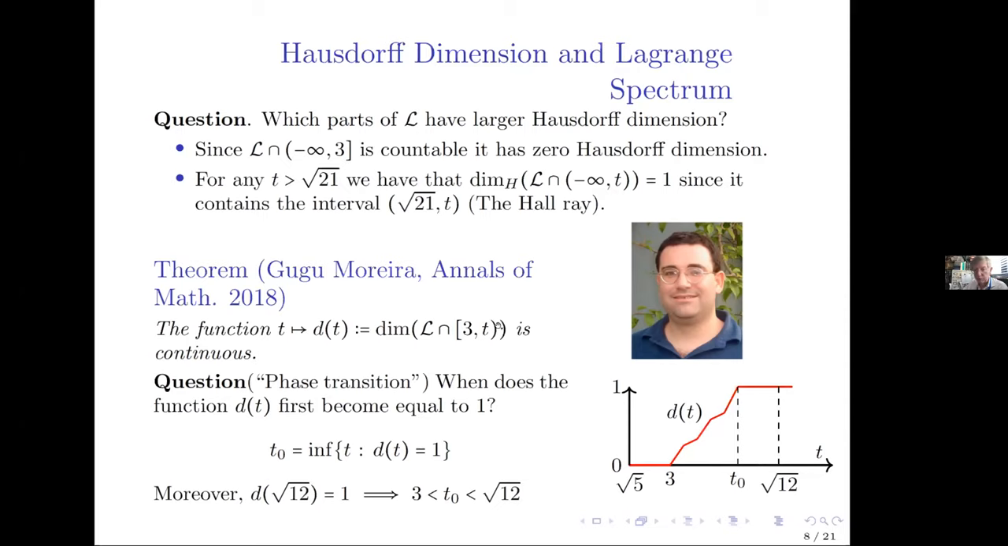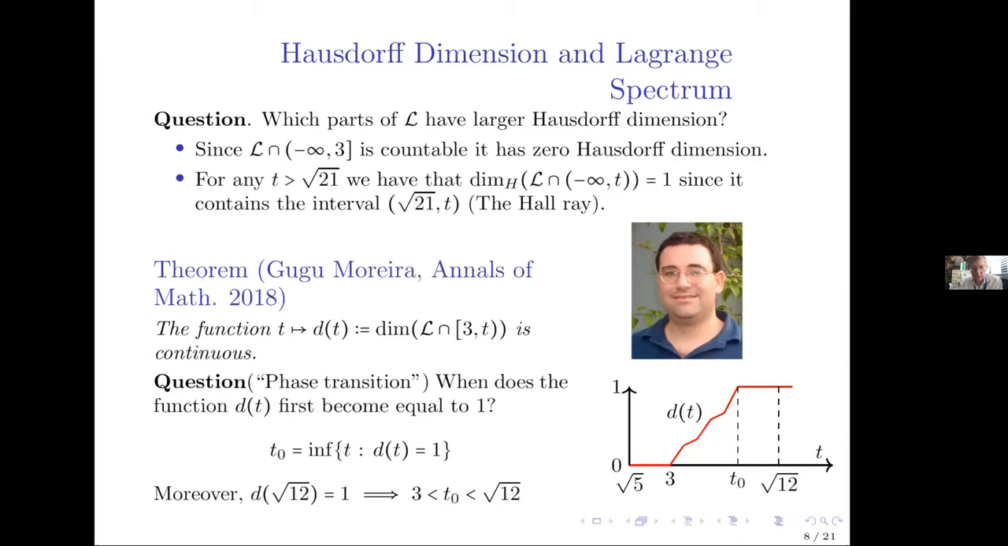And the result of Gugu tells us that between 3 and root 12, where it takes values 0 and 1, in fact, it has to be continuous. So there's going to be some curve up here. And then the question is, when exactly does this curve hit the value 1? So what's the first time that you can find a parameter so that the interval from 3 up to t intersected with this complicated looking set actually has Hausdorff dimension equal to 1? And that's the question which one can ask. One of many questions that one can ask, and that's the question that we're going to ask here.